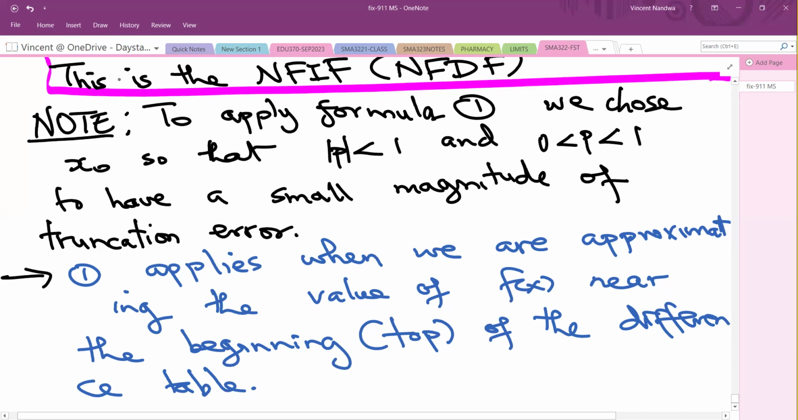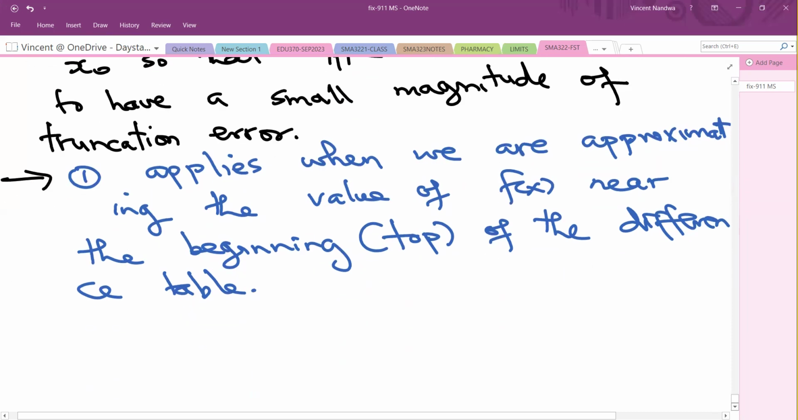And then from the example, we'll be able to see the distinction when it comes to applying the two formulas. Another obvious thing is that for you to apply one, the spacing between consecutive xi values must always be uniform. So this Newton forward interpolation formula only works for equally spaced mesh points. If the spacing is not uniform, then you can't apply it.